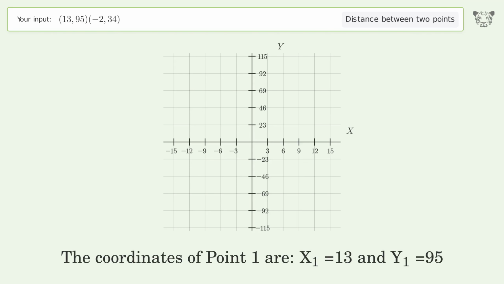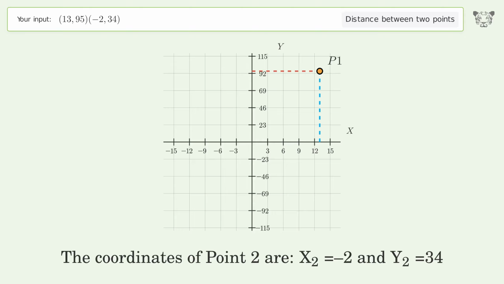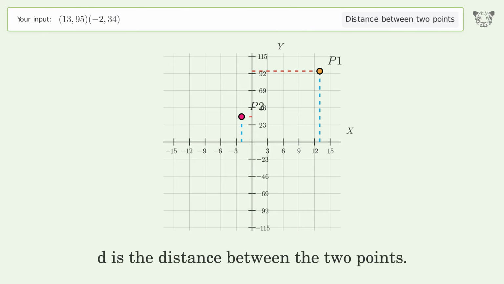The coordinates of point 1 are x1 equals 13 and y1 equals 95. The coordinates of point 2 are x2 equals -2 and y2 equals 34. D is the distance between the 2 points.